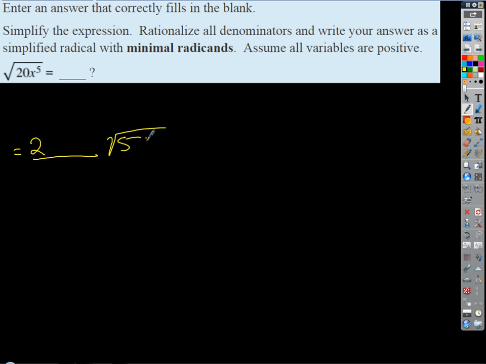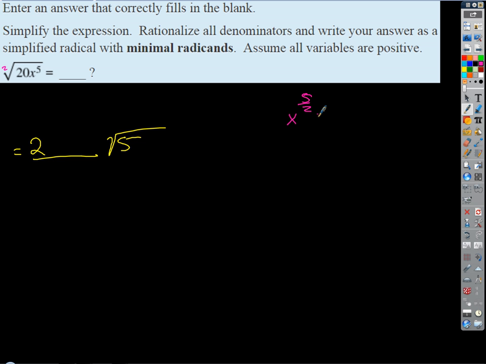Okay, so what about the square root of x to the 5th? Well, the easiest way to deal with that, in my opinion, is to think of it in terms of rational exponents, fractional exponents. So the square root of x to the 5th is x to what fractional power? 5 over 2, because we have a 2 there, don't we? On a square root.